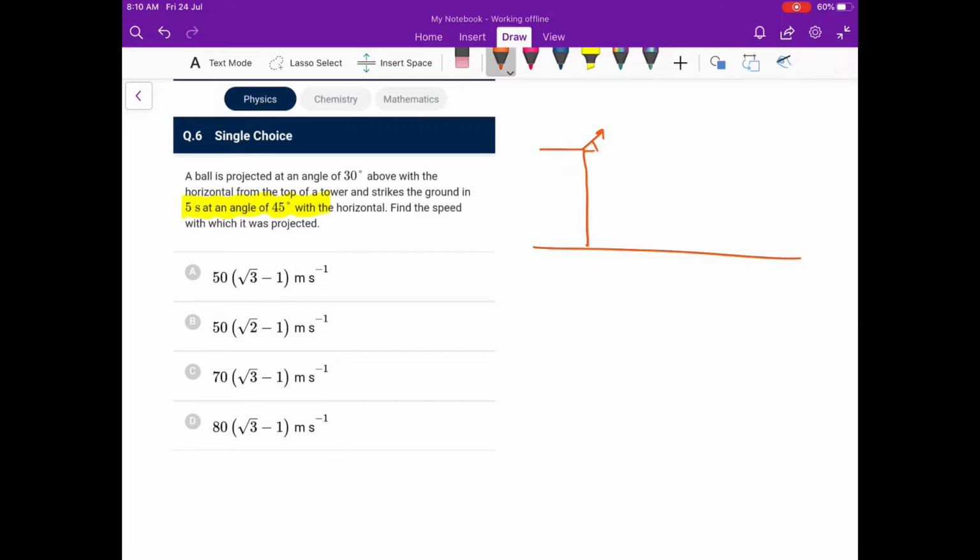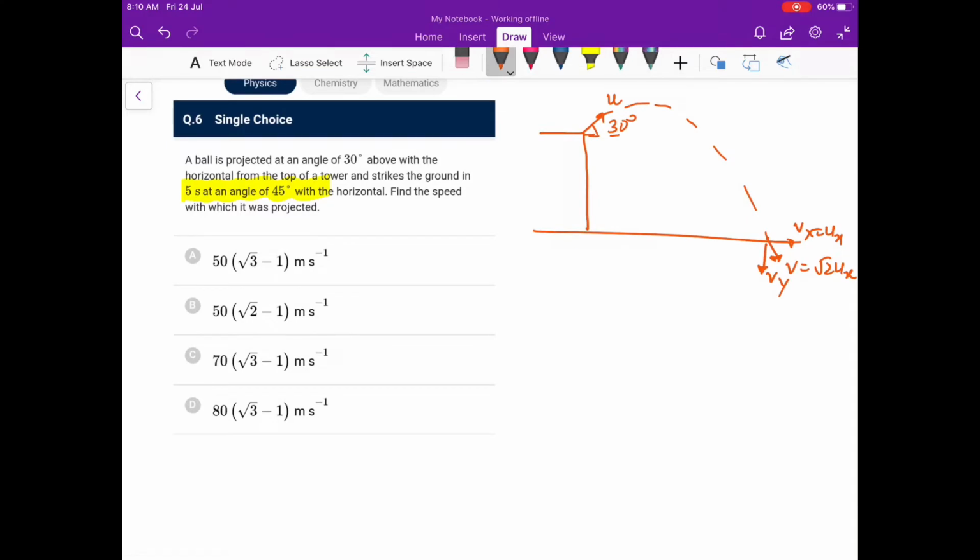Yeah, this one is 30 degrees. So let's say its speed is u. Now after 5 seconds it lands, and it lands at velocity 45. 45 is a very important hint. It means this Vx would be equal to Vy, and you know Vx is equal to Ux, so this V would be equal to root 2 times Ux. You can directly make out because it is 45 degree, so Vx and Vy are same.